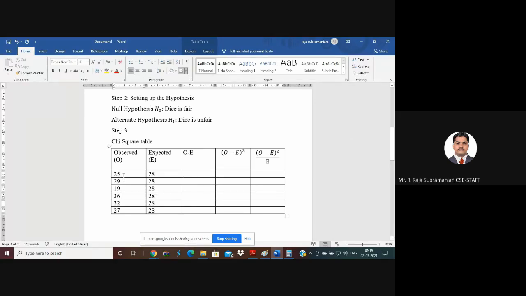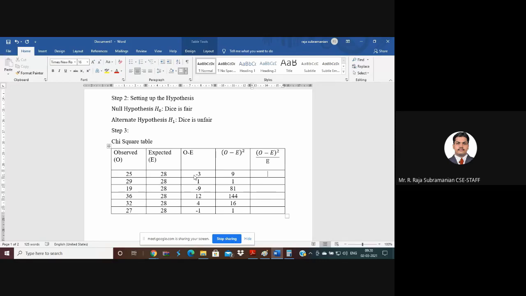Now calculating the difference, O minus E. 25 minus 28 is minus 3. This is minus 9. This is 12. And this is 4. And this is again minus 1. Squaring these: 9, 1, 9 into 9 is 81, 144, 16, and again 1. We have this already.